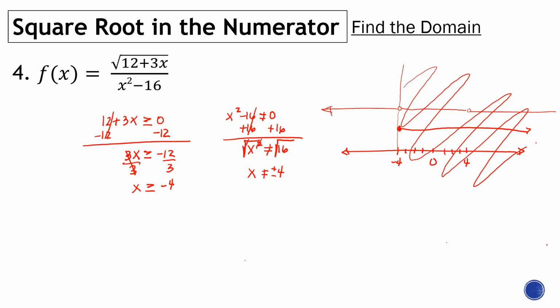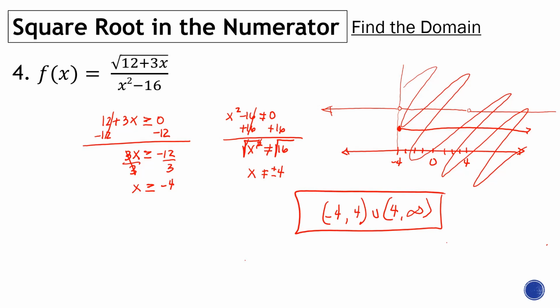Now that means we will not include negative 4. So to convert that into interval notation, we will use this symbol. We will start with negative 4, of course, and use that symbol up to 4. Close that. Union of 4 to positive infinity.